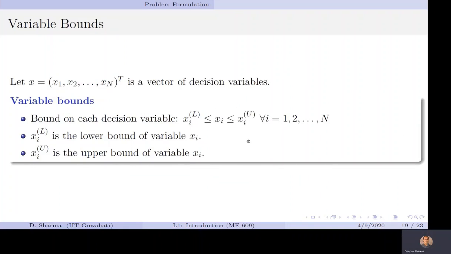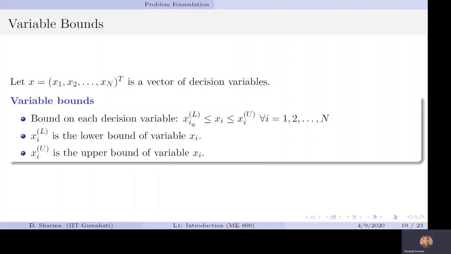Lastly, we have to look into the variable bounds. Let us assume that X represents a vector of n variables, so x1, x2, xn can be different variables. In mechanical engineering, if we are working on a lathe, it can be speed, feed, and depth of cut as x1, x2, x3. If we are in electrical engineering, with voltage and current as variables, then x1 and x2 will represent voltage and current. Similarly, in other fields you can have different variables.